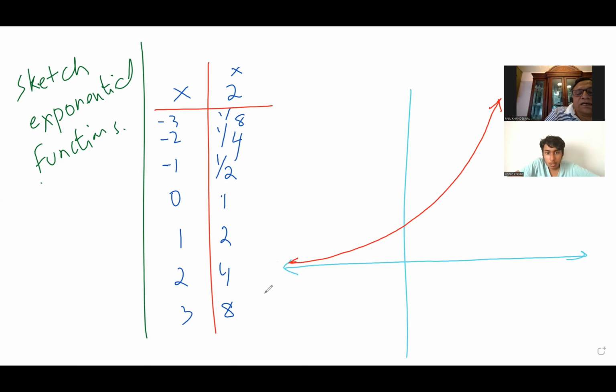So as x approaches negative infinity, y approaches 0, but it is always positive. You see that? Yes, sir. And because it is approaching 0, we say y equals 0 is the horizontal asymptote. Okay.